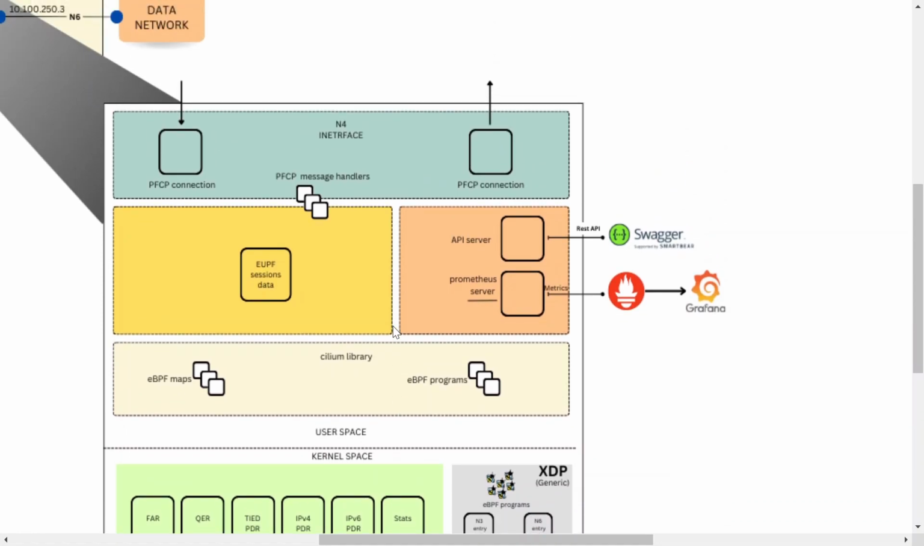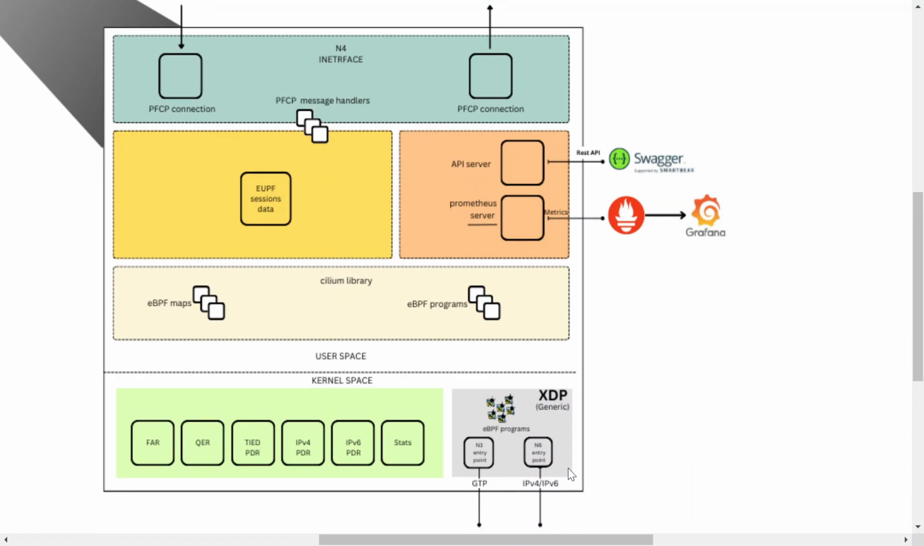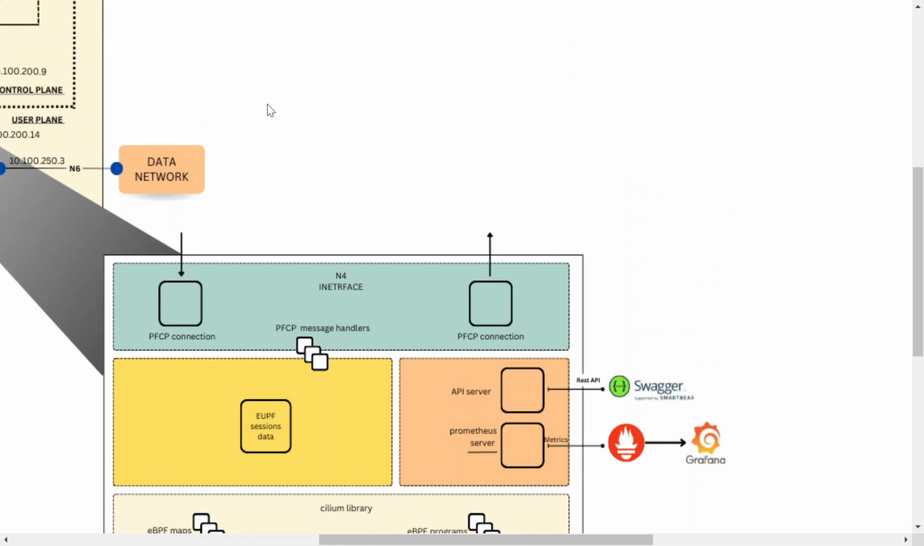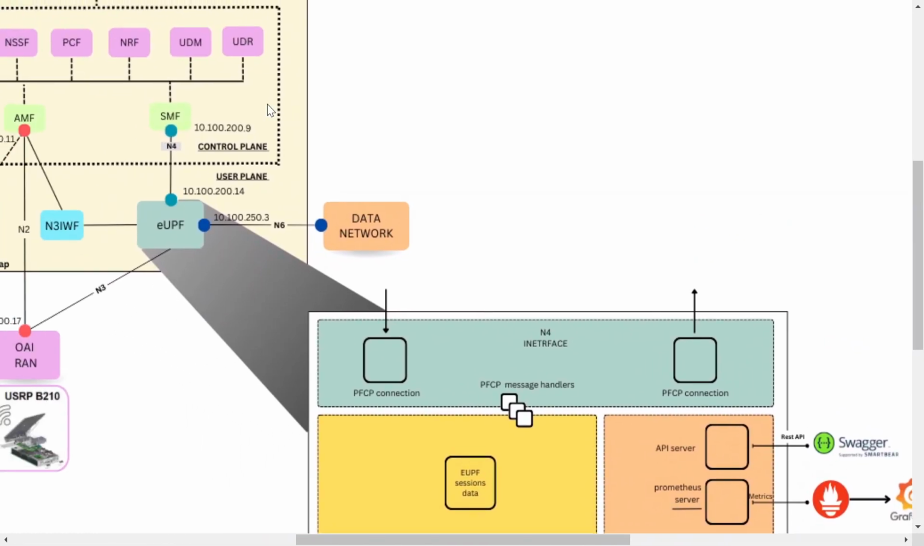At the XDP hook, packets are subjected to filtering and processing through eBPF programs. Only packets meeting specific criteria proceed further into the kernel network stack. Packets that pass through the eBPF programs move into the remaining kernel network stack and eventually reach the application layer. In the context of 5G control plane, this typically means that they are directly connected to the SMF via the PFCP agent using the N4 interface.